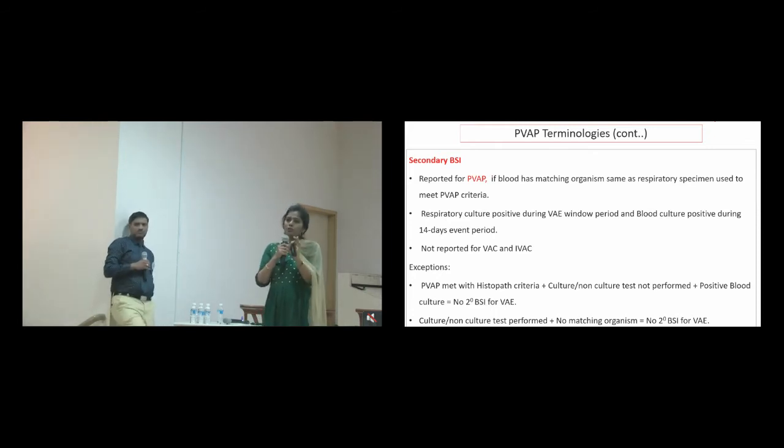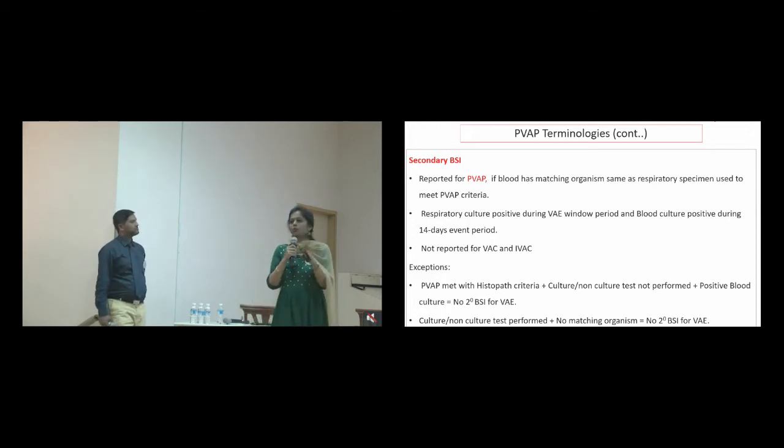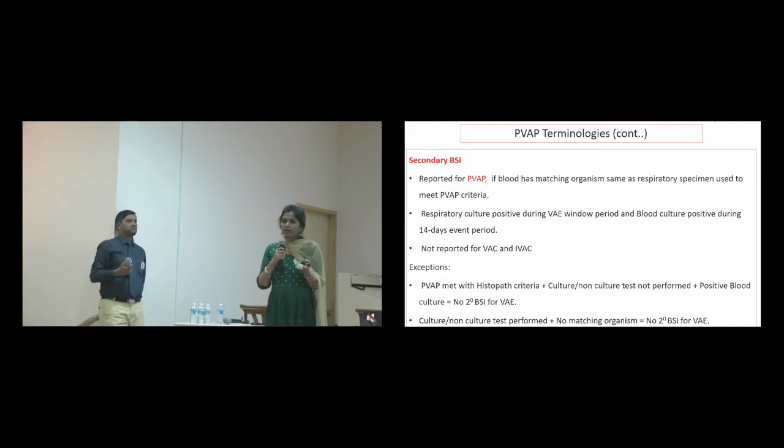So if you are using the culture criteria to fulfill the PVAP, then you can look for the secondary bloodstream infection. Reported for PVAP if blood has a matching organism same as a respiratory specimen. Suppose you are using non-culture criteria to fulfill your PVAP, you are having a Legionella test positive or a histopathology test positive. You don't know what the organism is and you cannot derive anything from blood culture.